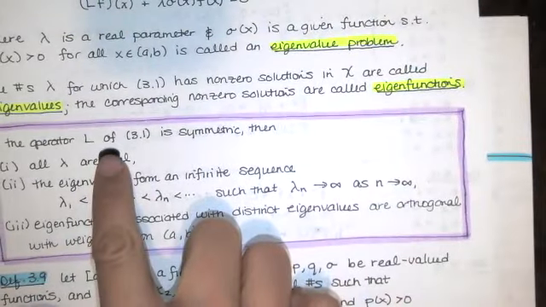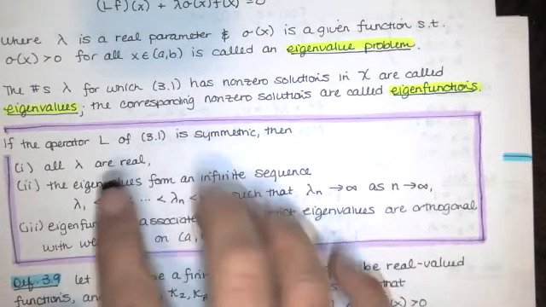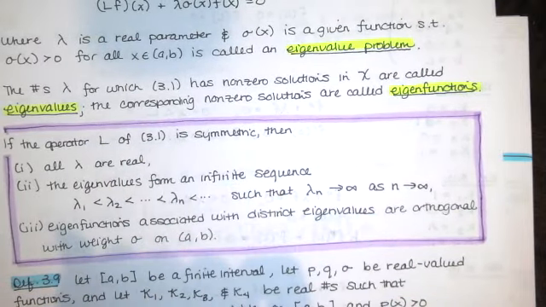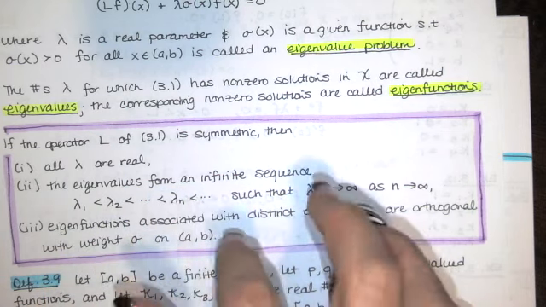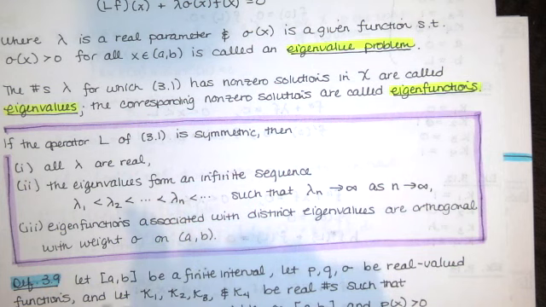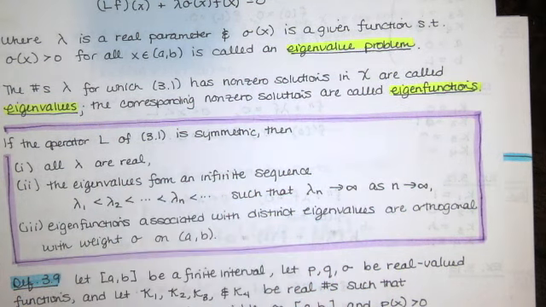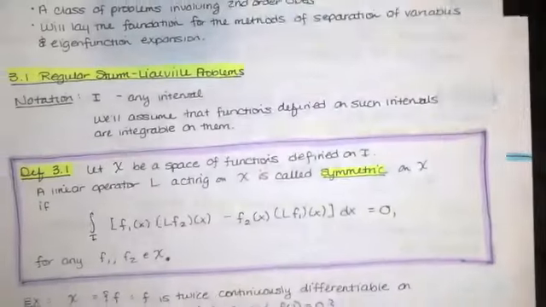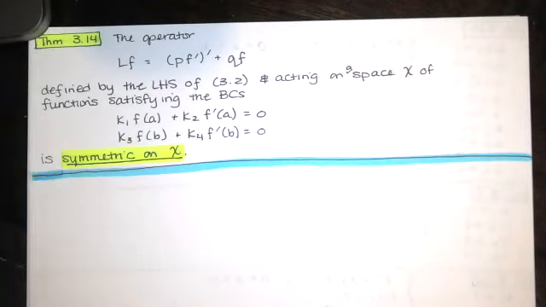If the operator L in our eigenvalue problem is symmetric, then all of the eigenvalues are real. They form an infinite sequence, and those eigenvalues go to infinity as n goes to infinity. And we get eigenfunctions associated with those. Remember, eigenfunctions are non-zero solutions to that differential equation. So we have infinitely many eigenvalues associated with infinitely many functions. And it turns out later, we're going to see those are the building blocks of other functions, which makes some mathematics really nice. I think you'll enjoy that later.